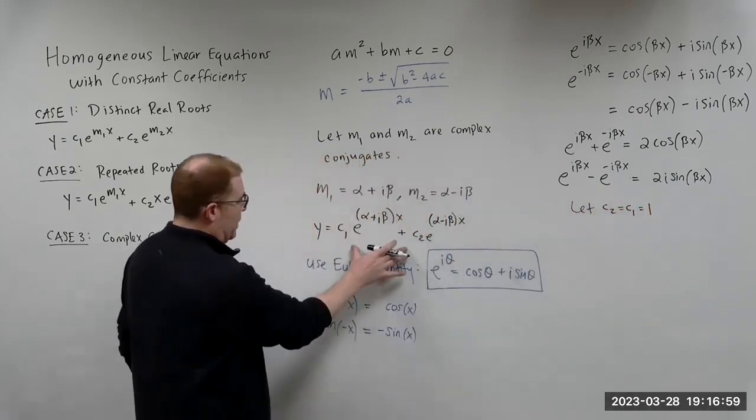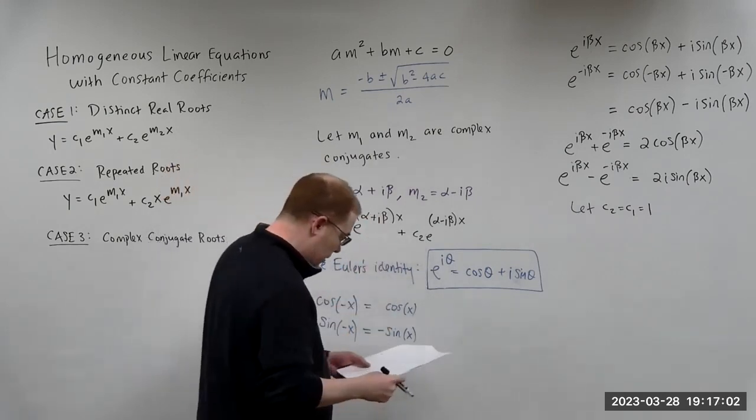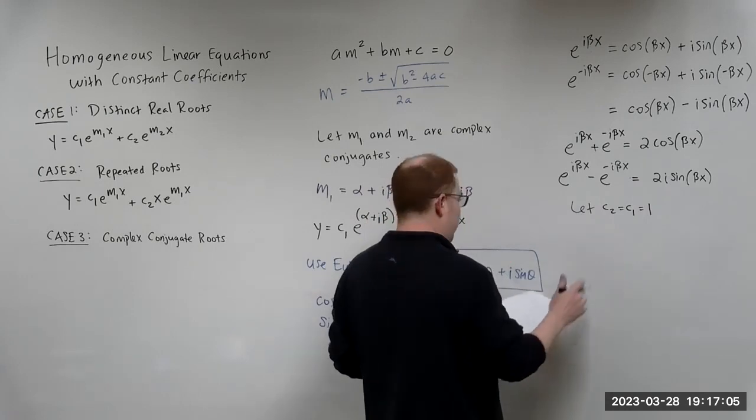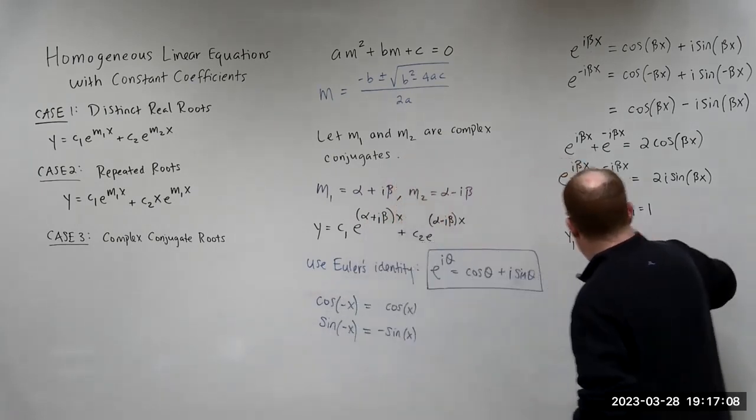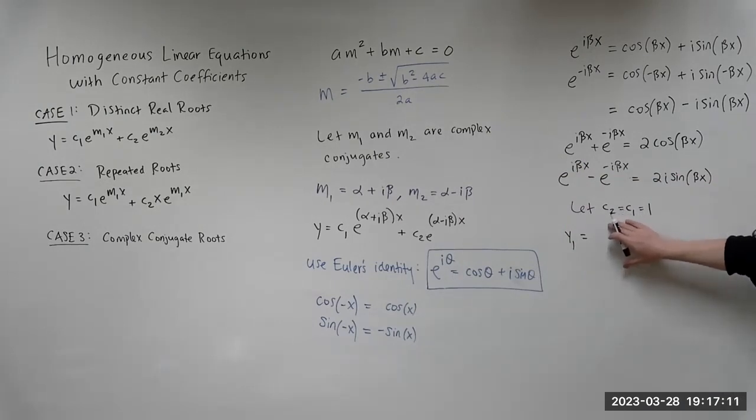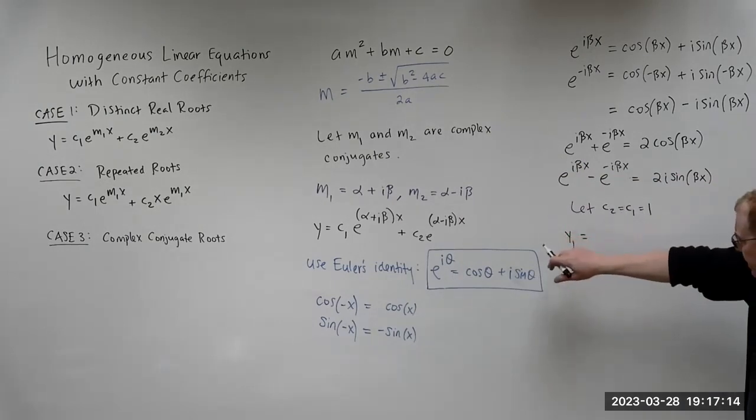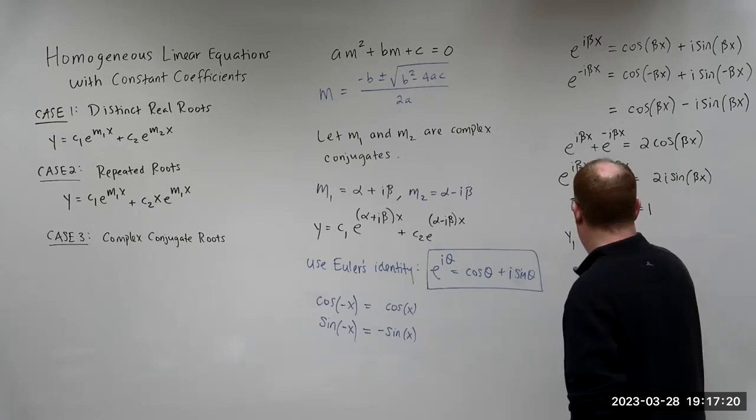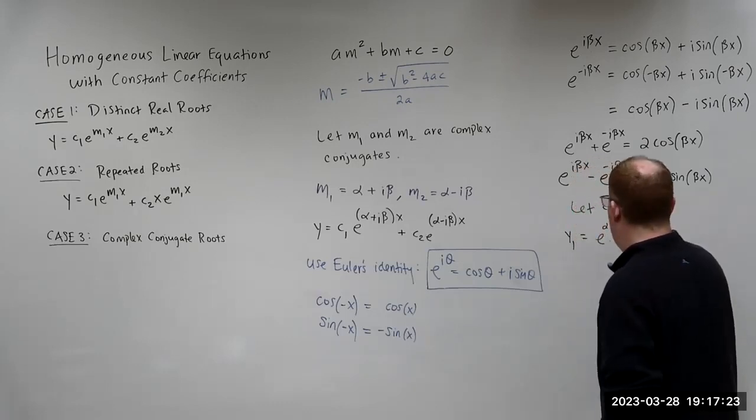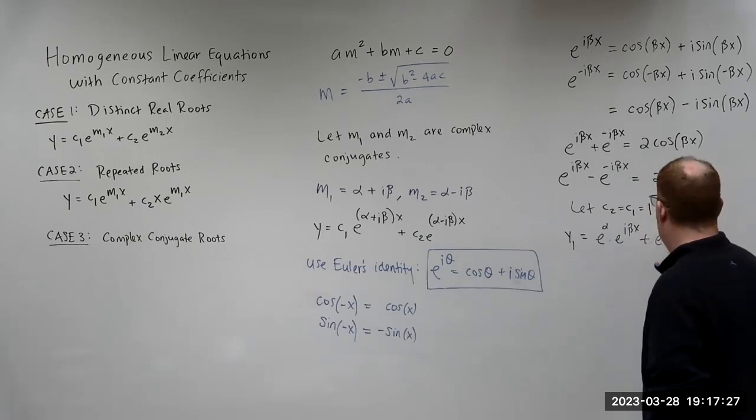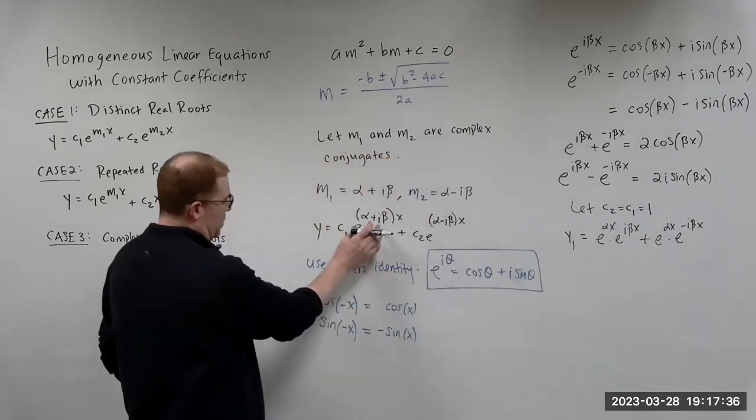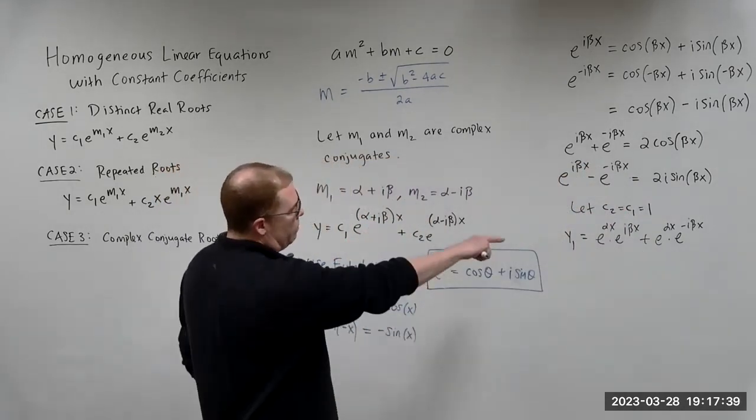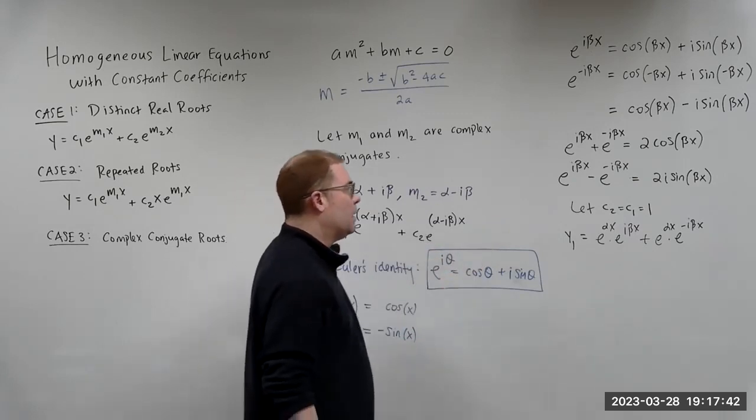When we do that, now we can go ahead and work with this. Letting these be equal to each other, specifically one, we get a particular solution out of this. So y1 will be e to the alpha, I'm going to go ahead and break this up, plus e to the alpha times e to the i beta x. Just using some algebra here, you can break these up, and we have the formulations for those.